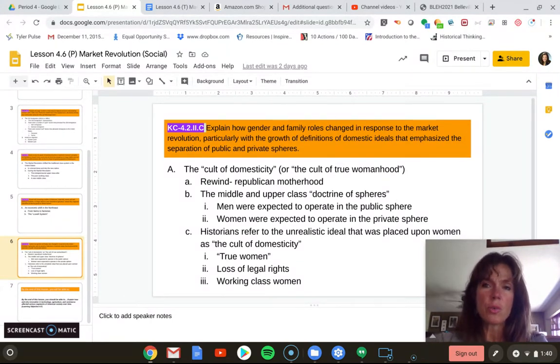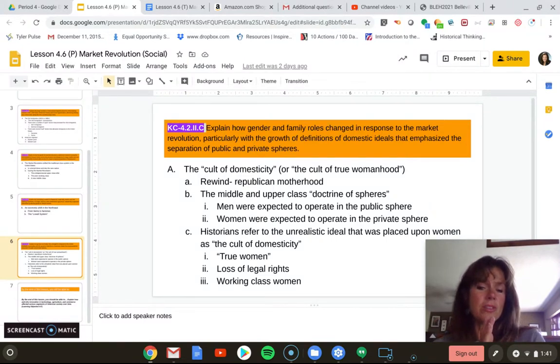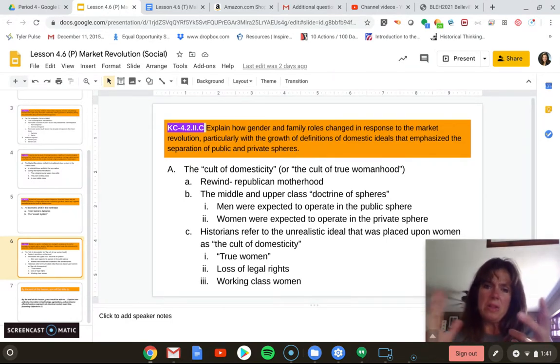So, cult of true womanhood, that is this unrealistic idea on the role of women. If you look at letter C, this is a very unrealistic idea under the cult of domesticity. True women possess the characteristics of piety, purity, chastity, and submissiveness. This is part of this cult. Middle and upper class women are judged by their families, society, and each other to see how well they could meet these virtues. So you have all of this judging upon one another.